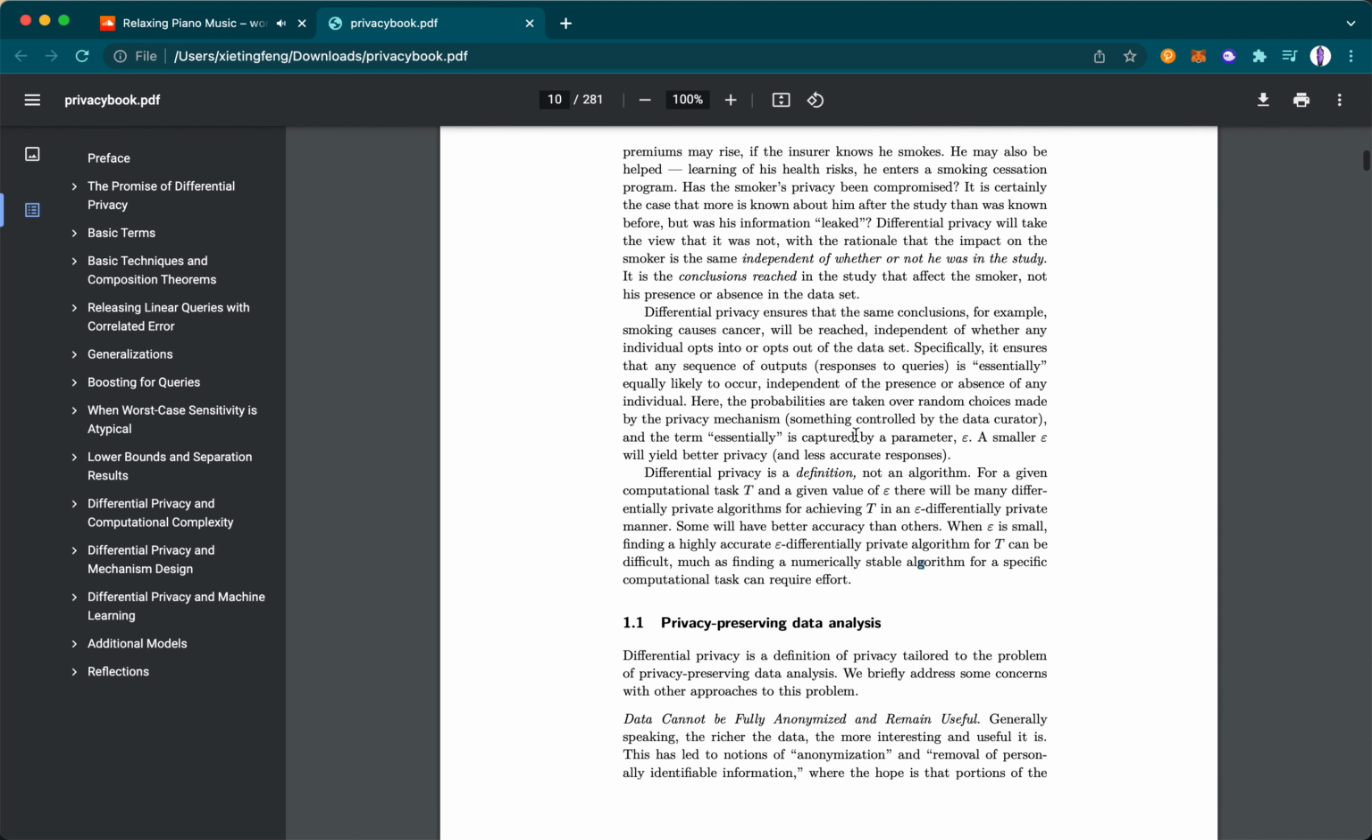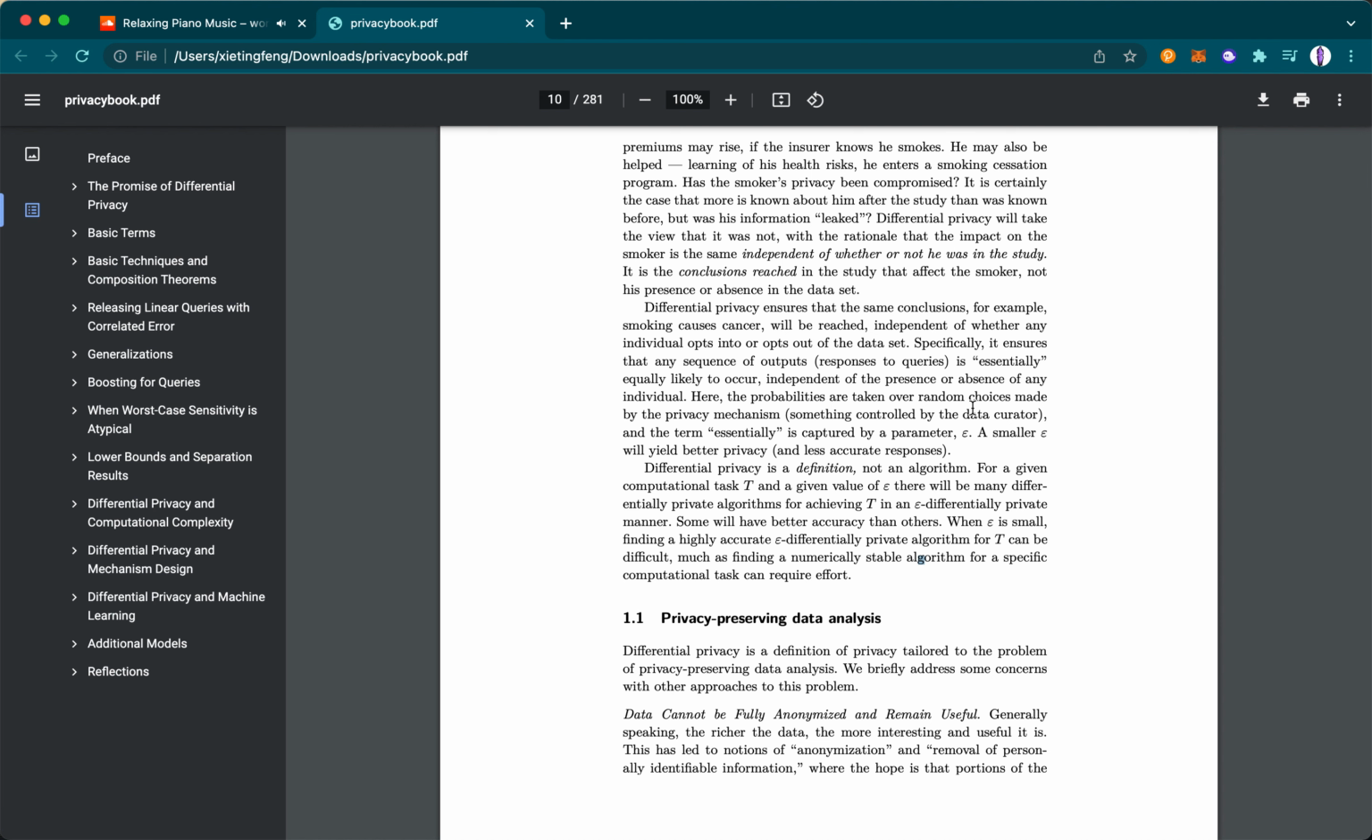Premiums may rise if the insurer knows he smokes. He may also be helped, learning of his health risks. He enters a smoking cessation program. Has the smoker's privacy been compromised?